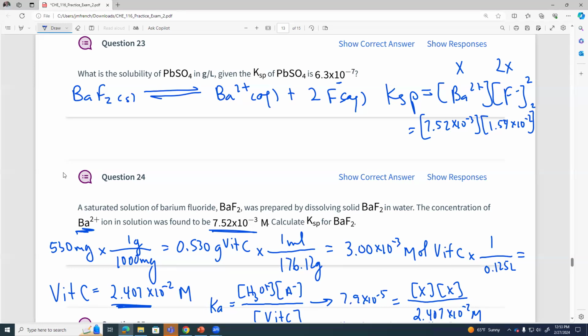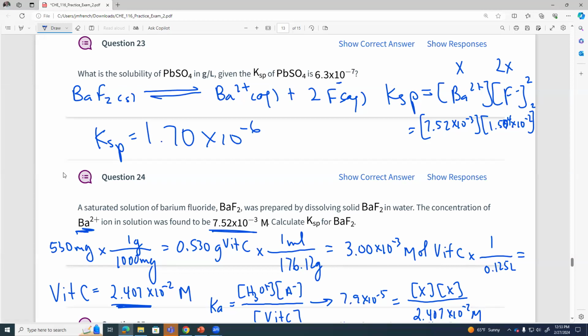That was 1.504. So we square that. Multiply that by 7.52 times 10 to the minus 3. And yeah, we get a KSP of something like 1.70. I would say 3 significant figures because I've got 3 significant figures in my concentration. So 1.70 times 10 to the minus 6 would be our KSP.